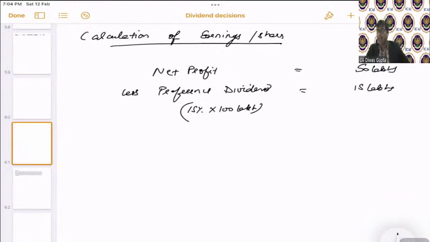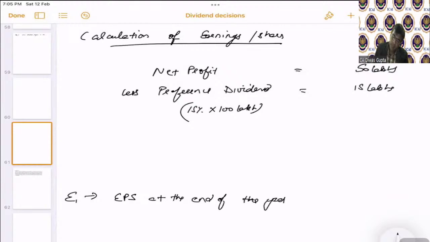So Mancha is asking, sir, as per Gordon, E1 is mentioned in the formula. Does it mean EPS growth rate? No, Mancha. See, E1 means EPS at the end of the year. This is what E1 means.